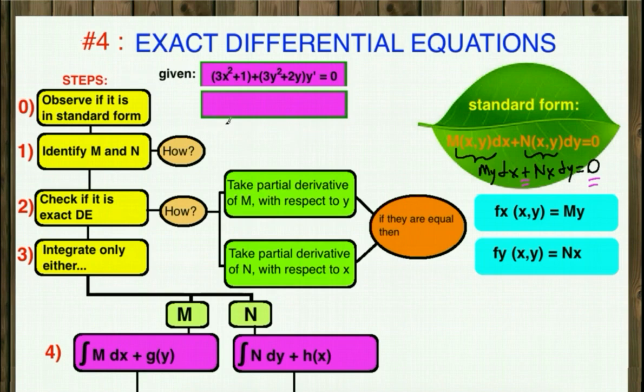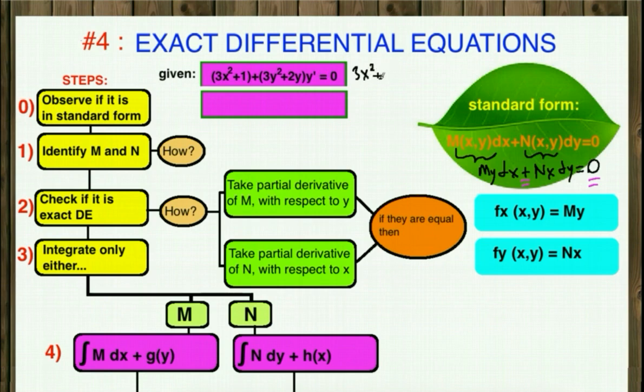Given (3x² + 1) + (3y² + 2y)y′ = 0. Steps. Let's observe if it is in standard form. We see that this is not in standard form, so let's put this in standard form. Let's rewrite everything and convert y′ into dy/dx.